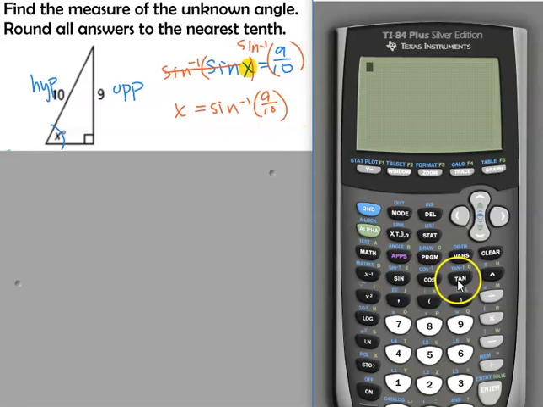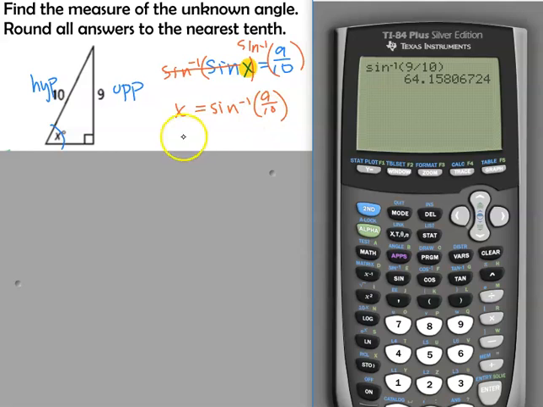Above the sine, cosine, and tangent buttons on your calculator, you'll see in blue the sine with that notation inverse, cosine inverse, and tangent inverse. So we're going to hit that second button and the sine, and then you get that inverse sine button. 9 divided by 10. I'm going to close my parentheses and hit enter. So it is going to give you a decimal, and that's fine.